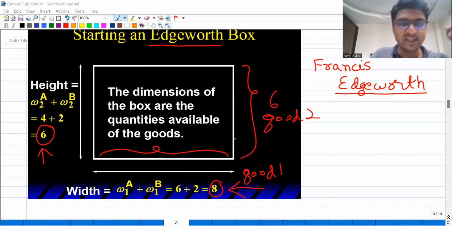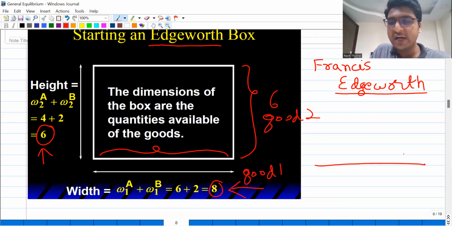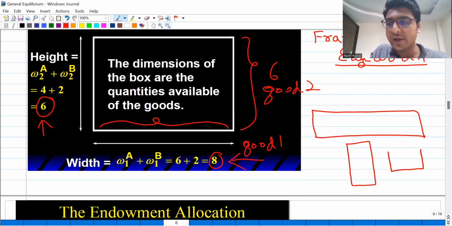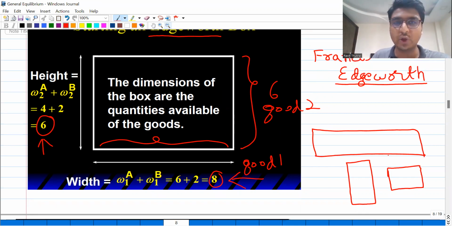So currently this box is a rectangle because length and the height are different. Okay, so it can take any shape depending upon the total amount of good one and good two available in the economy. So if good one is more and good two is less than that, then it will look like this. If good two is more and good one is less, then it will look like this. And if both are equal, then we'll have a square. So it can take any shape depending upon the total units of good one and good two available in this economy.